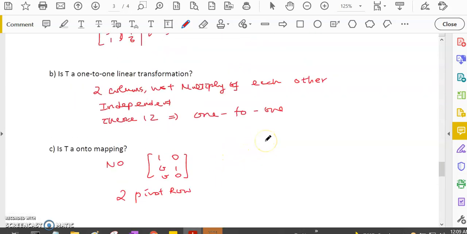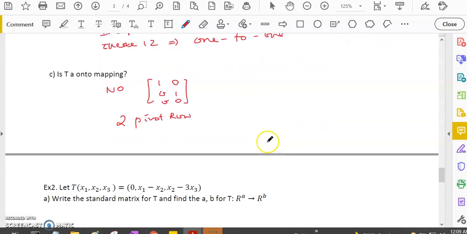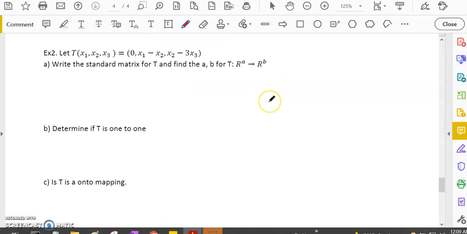Onto means every single one of them can be manufactured. And as a matter of fact, you only have 2 columns. How can you manufacture R3? So it's not possible.